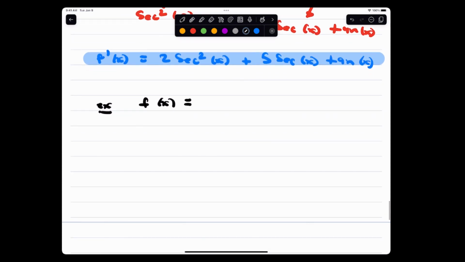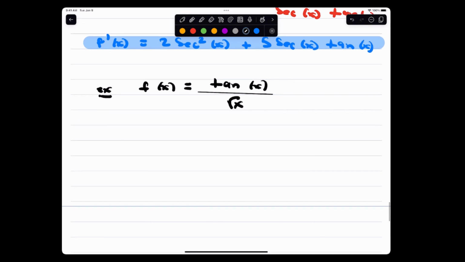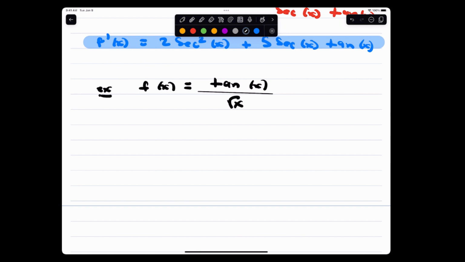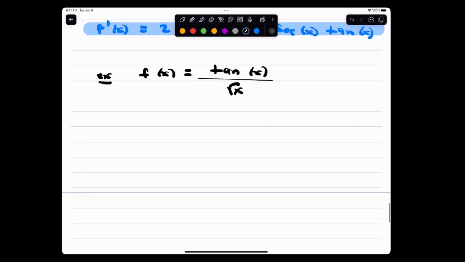All right, how about this one? Tangent over the square root of x. Okay, so use operator notation. Do the d dx of tangent over the square root of x.